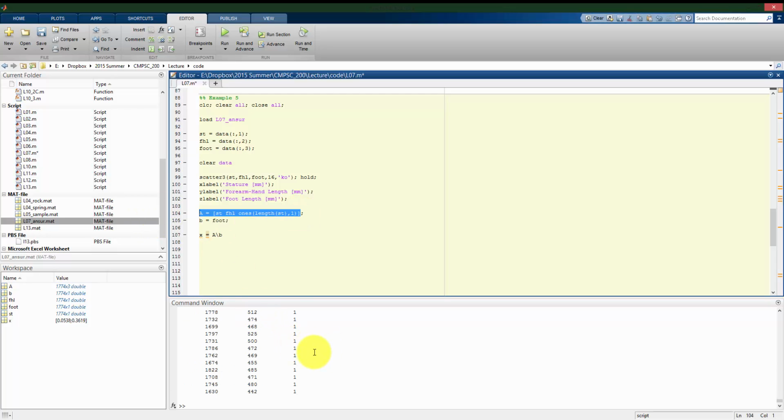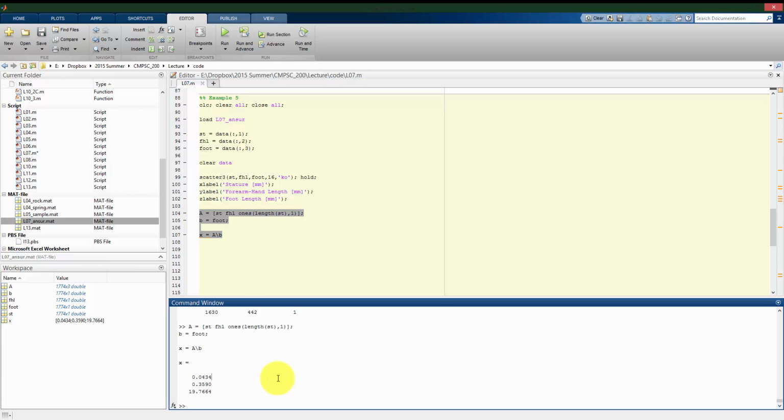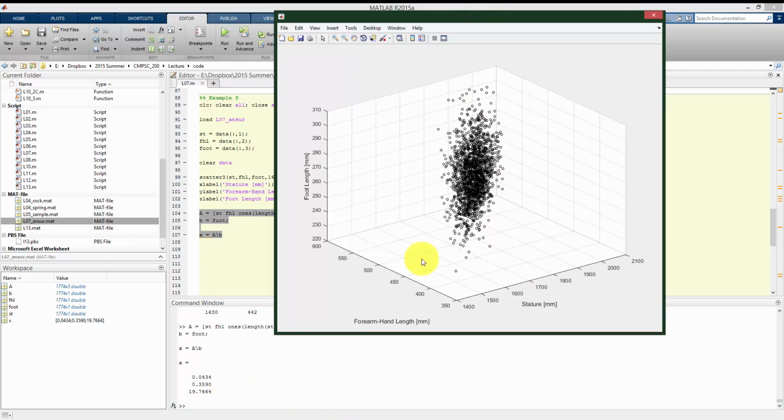So again, I've added that third column onto A, which is going to represent constant terms. So what's going to happen? Now for my X, I'm going to have 3 values in it. So now this is saying, once I run this regression again with this A matrix with that extra column of ones, that my best plane that passes through all of my data points is 0.0434 times stature plus 0.359 times forearm hand length plus 19.77. And then that gives me my best estimate as to someone's foot length.